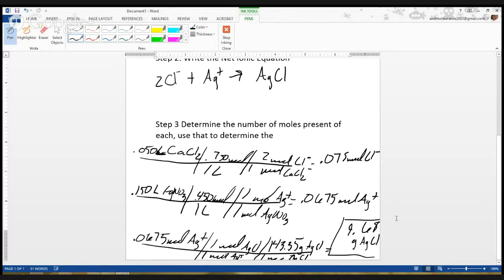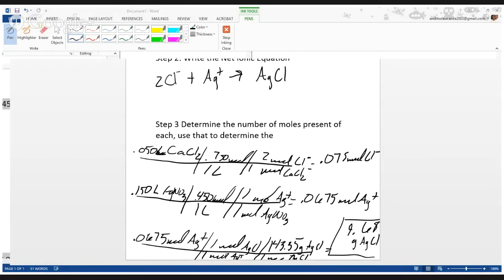And that's it. Once I have my equation, figure out which one's my limiting reactant, and then use that to solve for whatever the substance is that I need. My hope is that this has been a helpful tutorial for you.